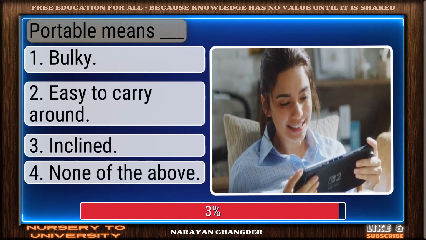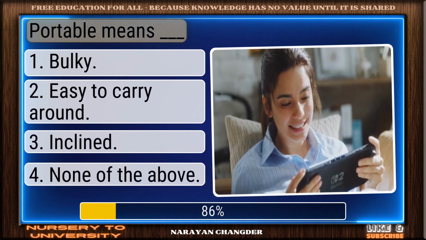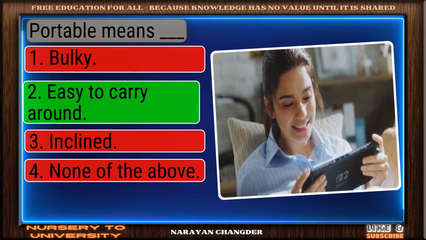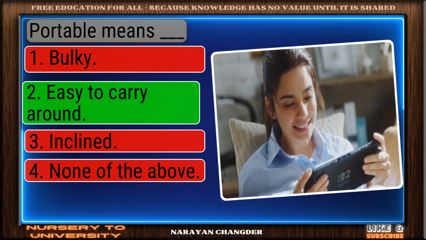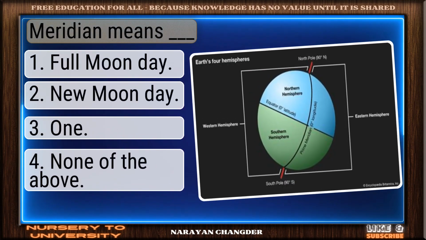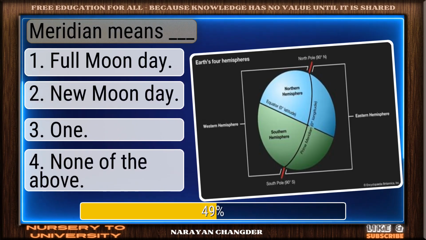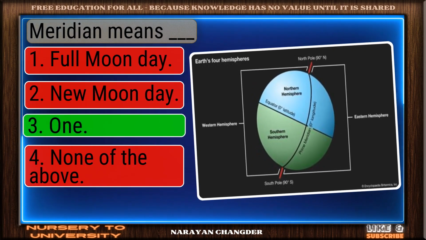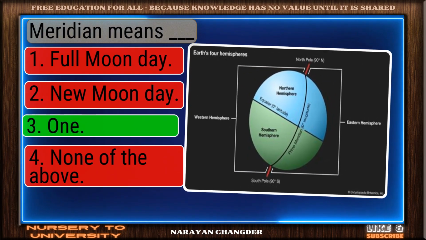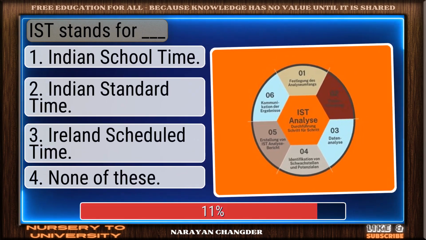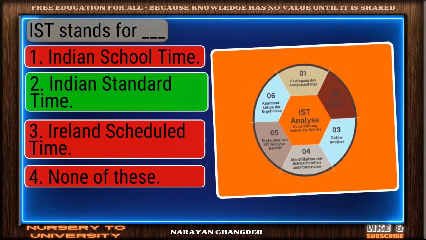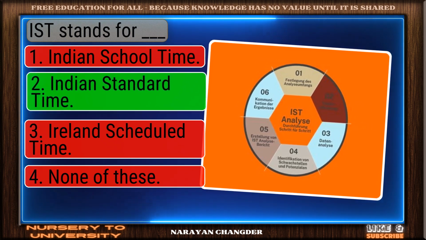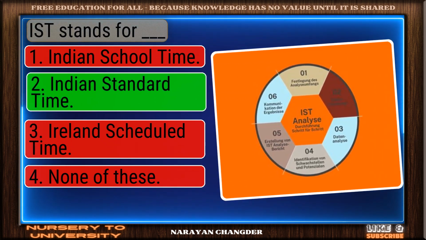Portable means dash. Nice work. You chose easy to carry around, and it is correct. Meridian means dash. You got it. Your choice 1 is right. It stands for dash. Solid response. Indian Standard Time is a valid choice.